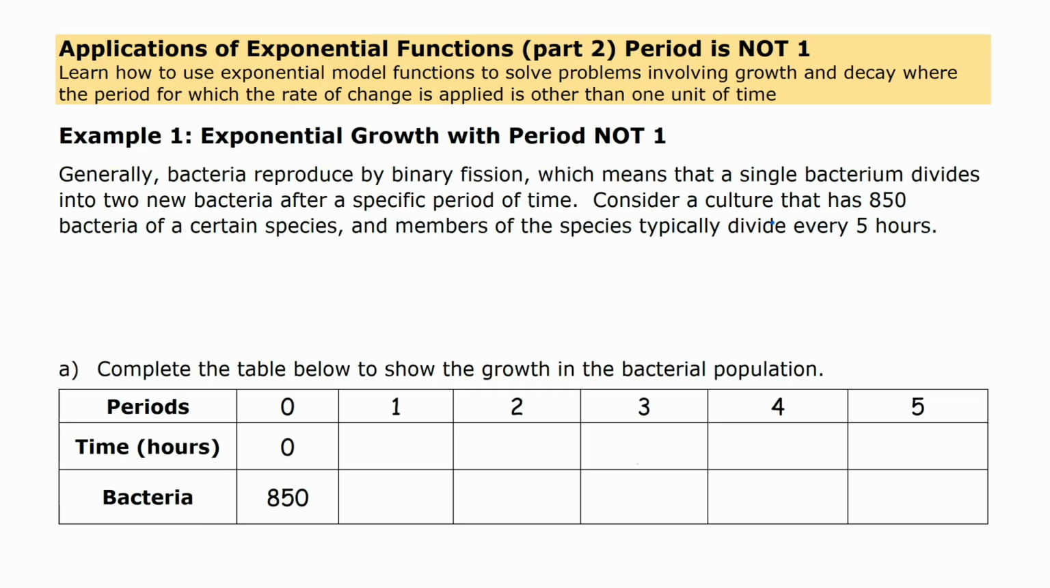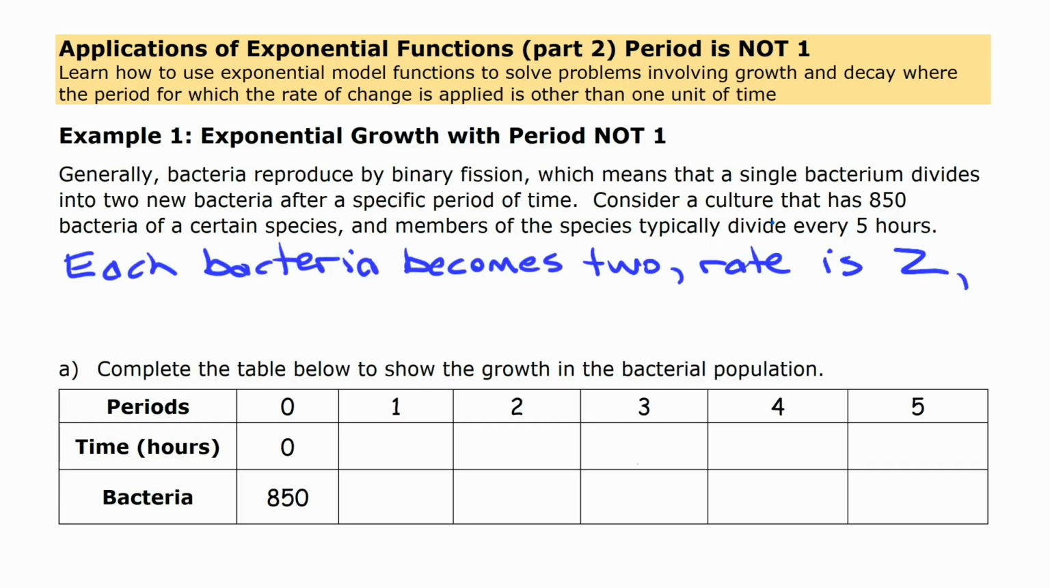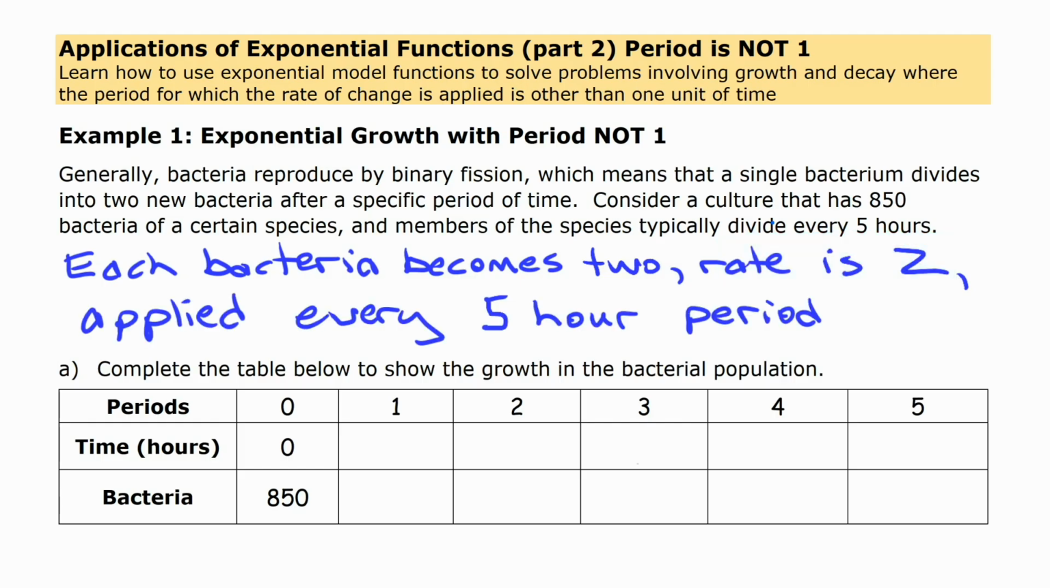Now, again, the big difference is what we're thinking about is the rate that is applied every 5 hours, not every hour. And so the period is 5 hours, not 1 hour. And the rate, if each bacteria becomes 2, the rate is 2. And that is applied every 5-hour period. So in the table down here, I've got 3 rows this time. First of all, periods. And then secondly, the time in hours, which is pretty straightforward.